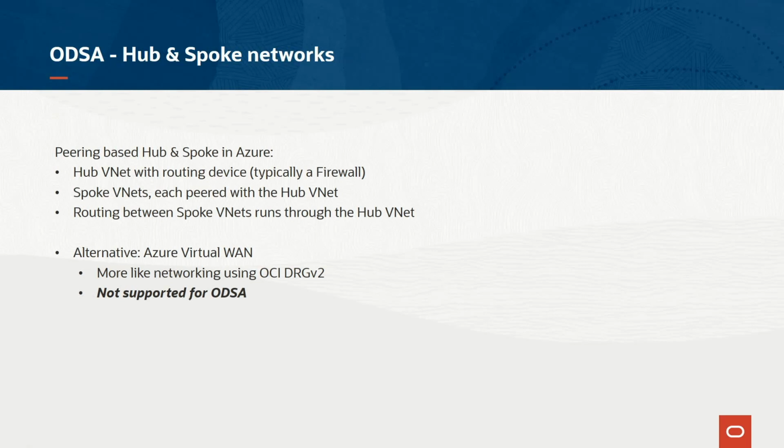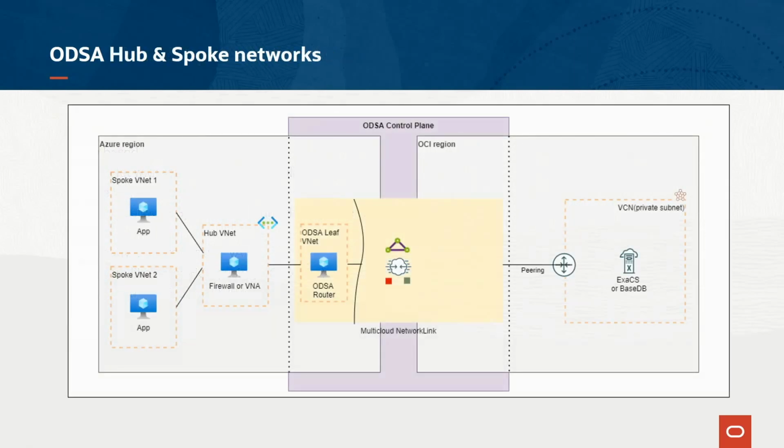So going back to the peering-based hub and spoke, the traditional hub and spoke model, let's have a look at a little picture. This is an example that we saw in one of the previous sessions as well, and we have now extended this with some spoke VNets, and what we see here is the hub VNet and the spoke VNets in the Azure regions.